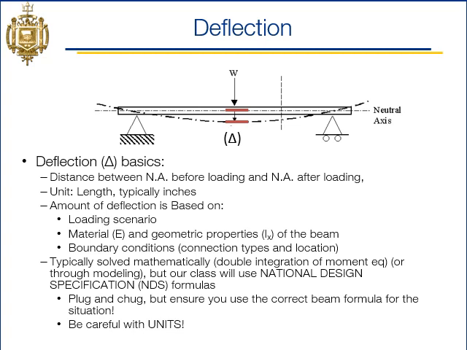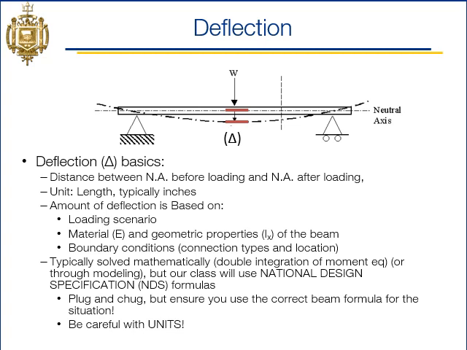So the way typically that we find deflection is we do a double integral of our moment equation. Or we could do some modeling, but that's a little in depth for our class. Luckily for us, there is this thing called the National Design Specification, or the NDS, where someone has gone through a whole bunch of different types of loading scenarios and boundary conditions, and put together formulas that help you calculate deflection for a given scenario.